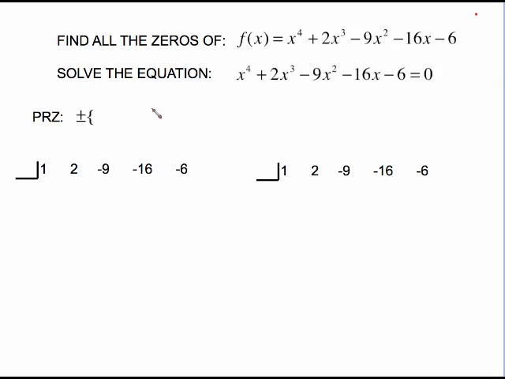This is the third video in our series of rational roots theorems. The first two videos dealt with x cubed problems. These problems are going to be x to the fourth. The process is going to be similar with a little twist.